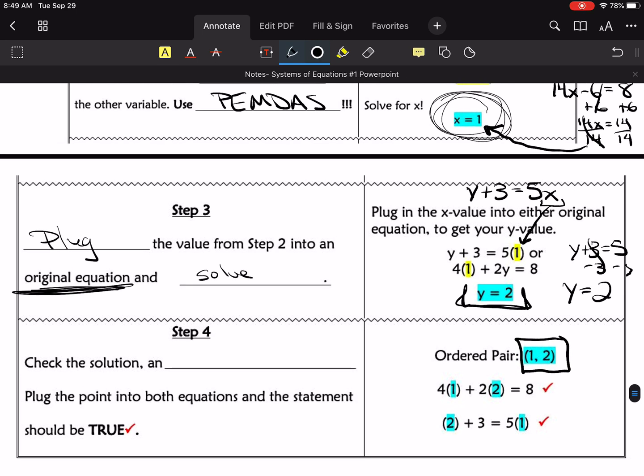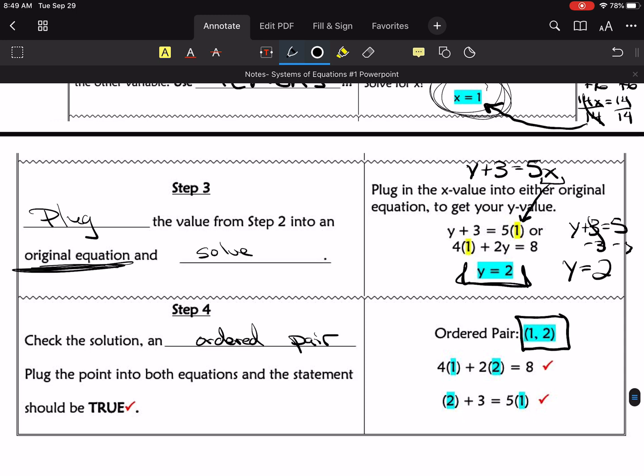Now, you can go through and check. Okay, so we want to check the solution, which is an ordered pair. And this is just to double check that you got the right solution. You didn't make any algebra errors. So you just plug the point into both equations, and if they give you the same answer on both sides, then you're good. So plugging in x equals 1, y equals 2, 4 times 1 would be 4, 2 times 2 is 4, which would equal 8. So that one's good.